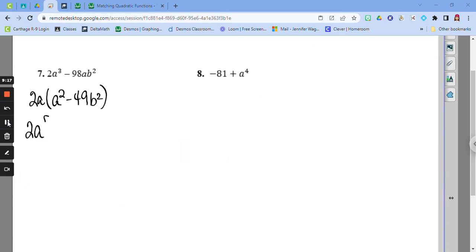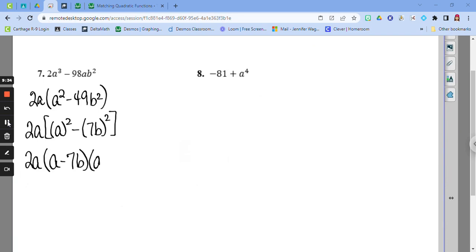So for the difference of squares, I have a squared minus 7b squared. So the 2a up front, a minus 7b, and a plus 7b. Now number 8, I would want to change the order. Instead of negative 81 plus a to the 4th, I would want to write that a to the 4th minus 81.